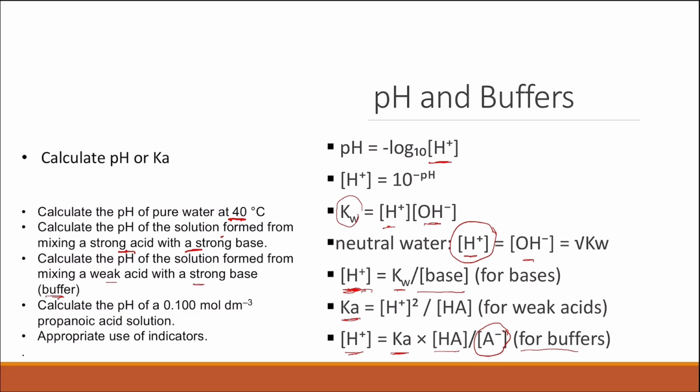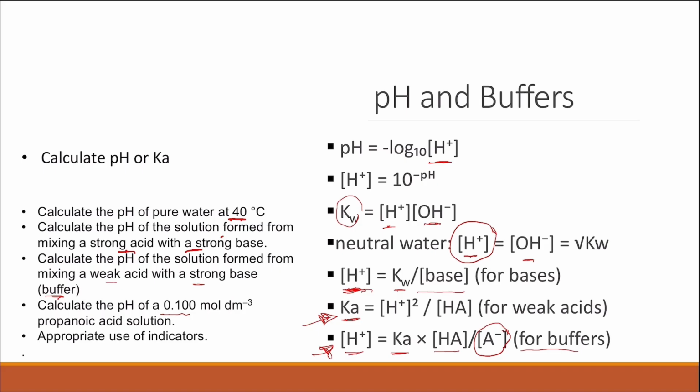So this is for a buffer. We're going to use this particular equation, and then also calculate the pH of a certain solution of a weak acid, like propanoic acid solution. We're going to use this equation in this case, and then we have the appropriate use of the indicator.